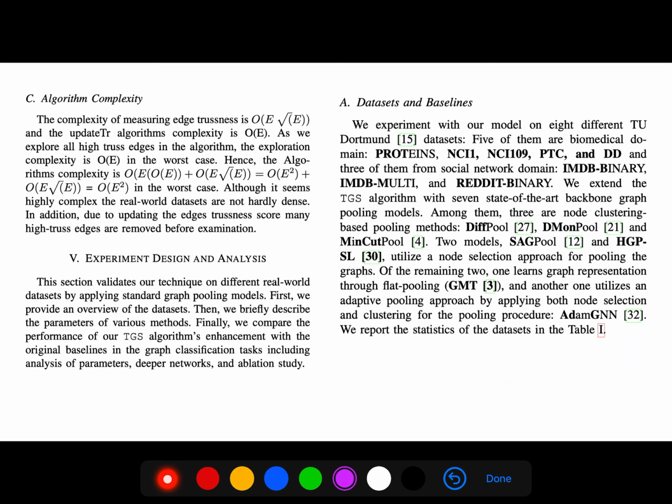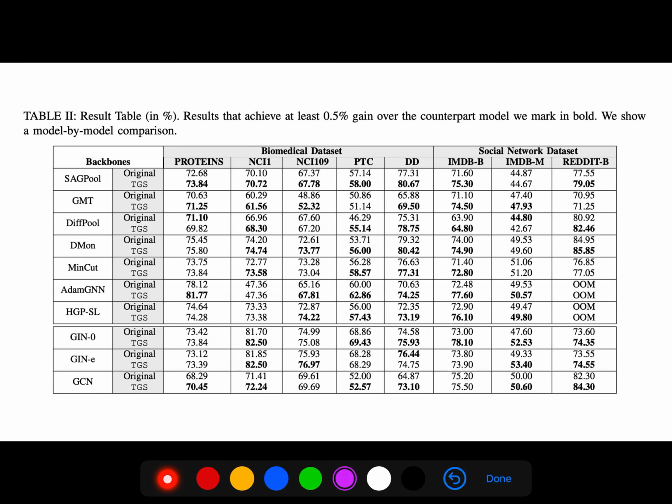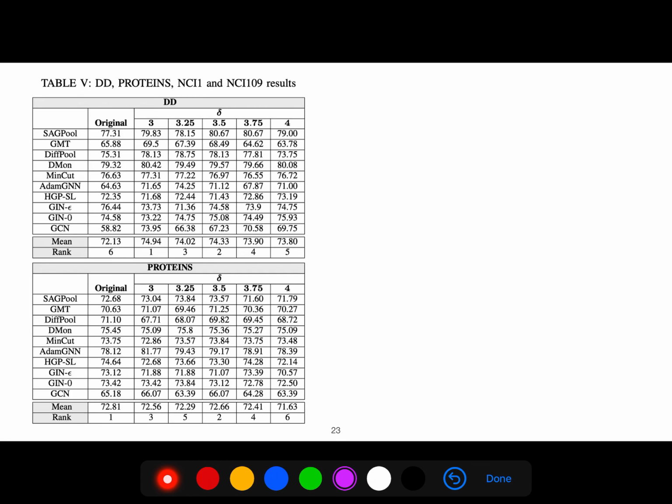So these are the baselines, DiffPool, and others. I've explained all of them in the current playlist. So there is a biomedical dataset and a social network dataset, with very different properties. Proteins is shown for different baselines.